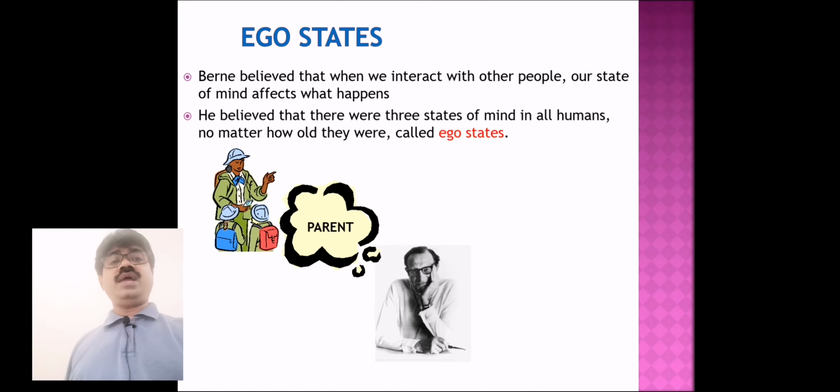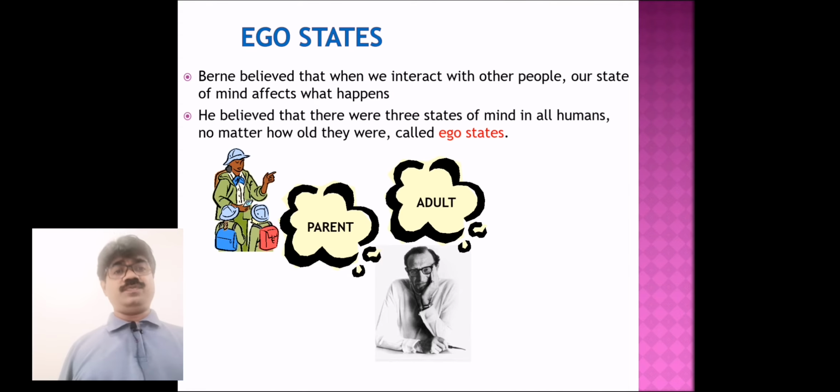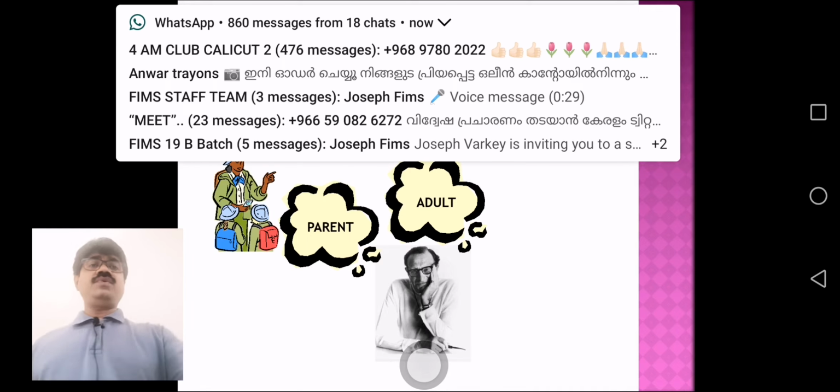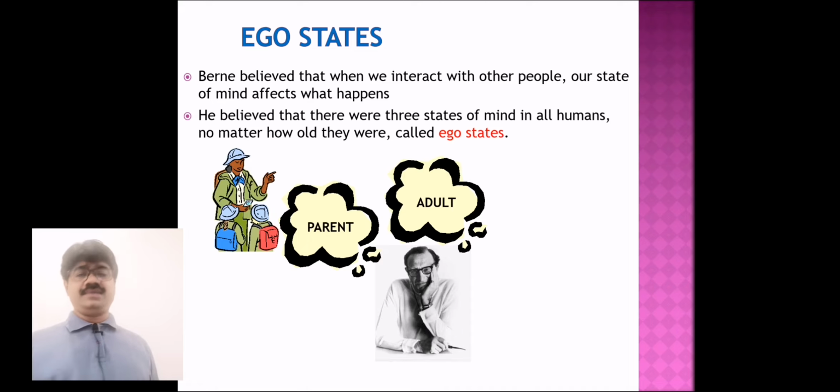And next we have something called the adult ego. That is when we behave like an adult. At times we behave like an adult, we consider our partner as an adult and we also behave like an adult. So, that is known as the adult ego.